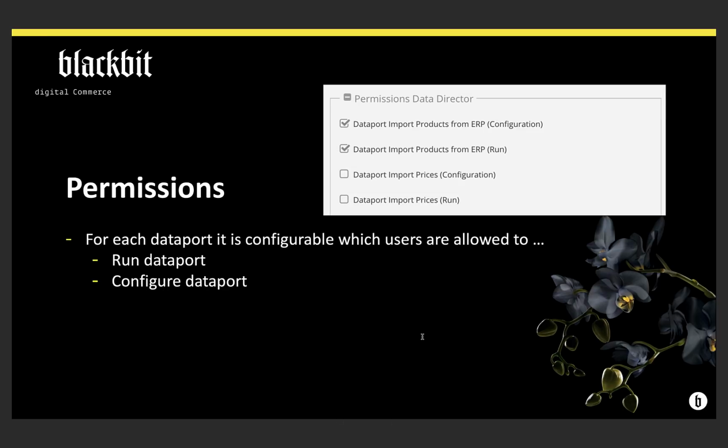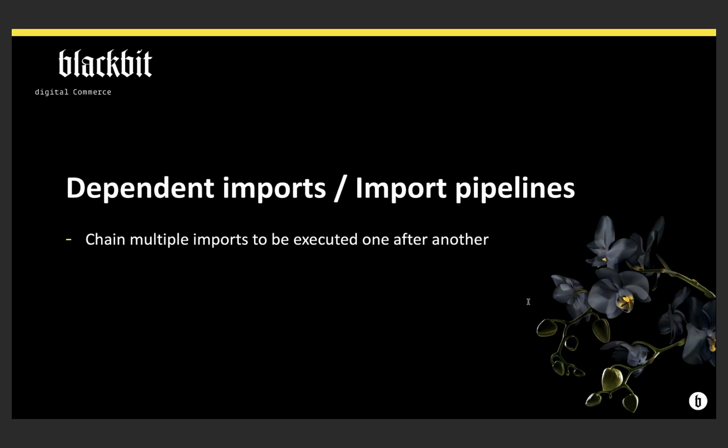Data Director also has a permission system. You can configure which users are allowed to run a certain dataport or to configure a certain dataport. And for this, the standard Pimcore role-based user permissions are used, so you can assign those permissions to roles or directly to users. Then there's a nice feature called dependent imports or import pipelines.